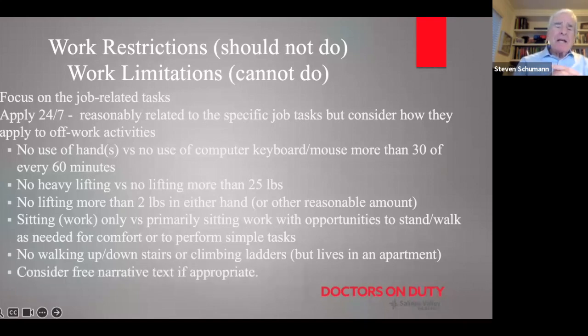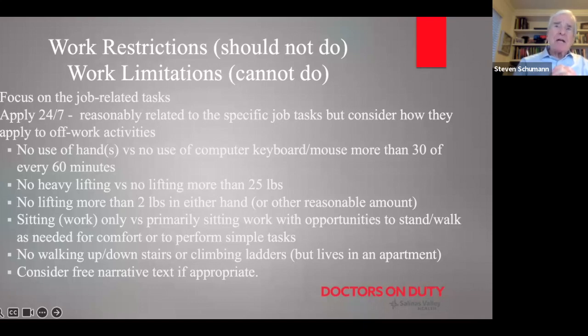And I think in Epic, it's useful to make these drop-down selections, but feel free to add free narrative text. When you indicate in Epic that there's going to be a restricted, modified work, then a box pops up with choices on how to describe that modified work. And one of those choices is other. And I frequently put free narrative text into that space because I want to describe particularly what the restriction should be in terms of that person's job.